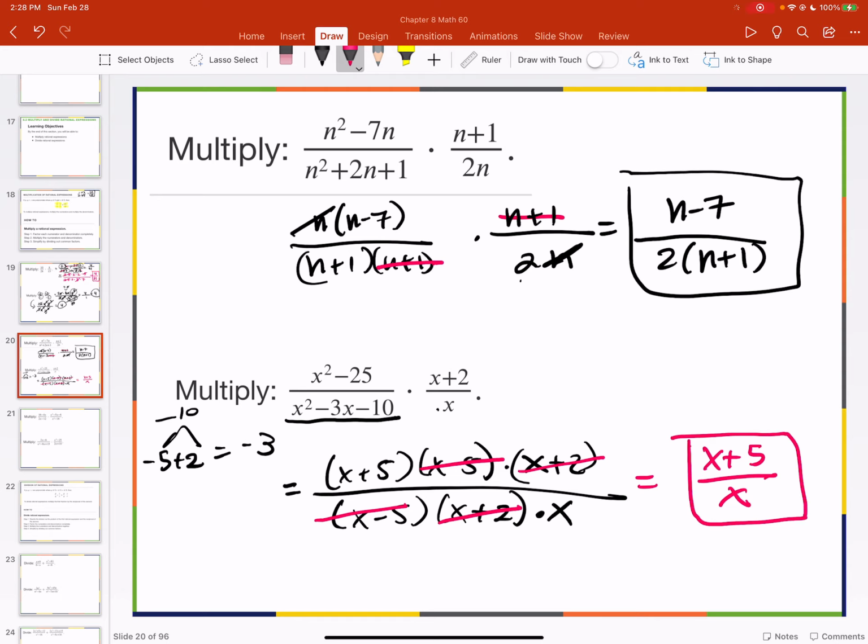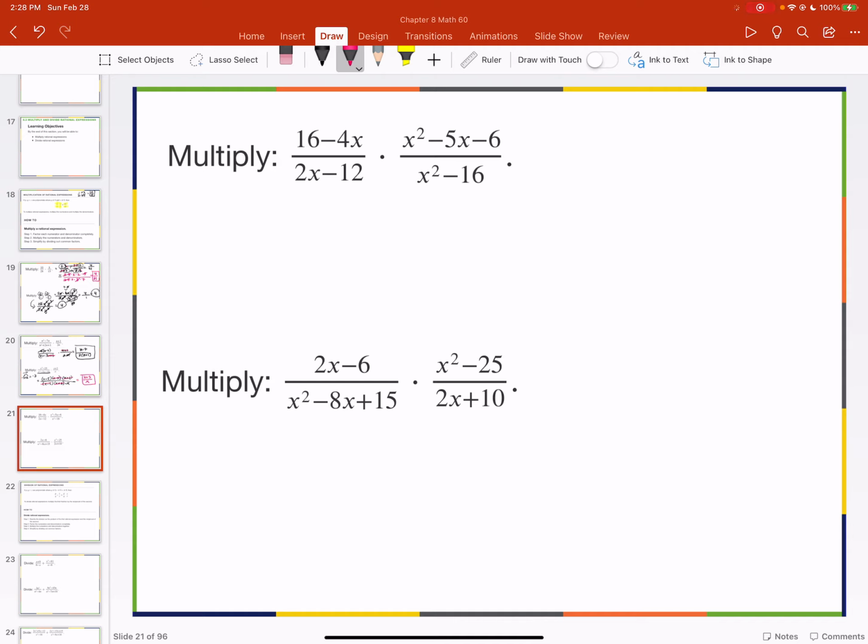And that's it. All right, so then let's do a couple more. So then you have here 16 minus 4x, factor out a 4.